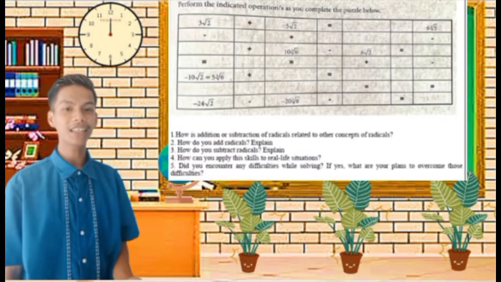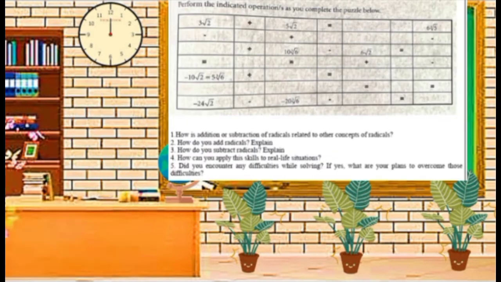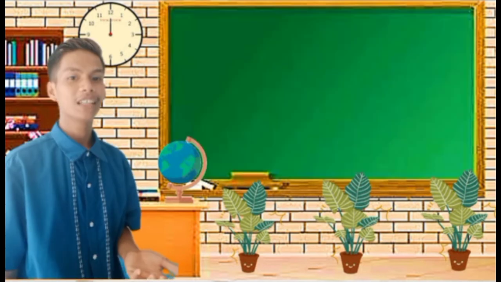For your assignment, please copy this. Perform the indicated operation as you complete the puzzle below. Question number 1. How is addition or subtraction of radicals related to other concepts of radicals? Number 2. How do you add radicals? Explain. Number 3. How do you subtract radicals? Explain. Number 4. How can you apply these skills to real-life situations? And last, number 5. Did you encounter any difficulties while solving? If yes, what are your plans to overcome those difficulties?